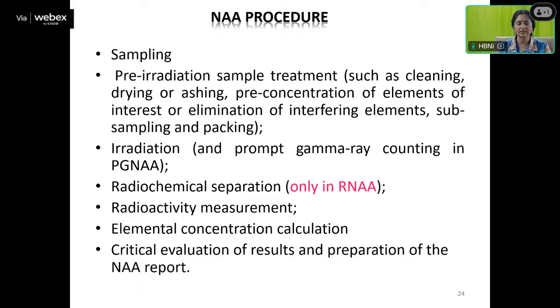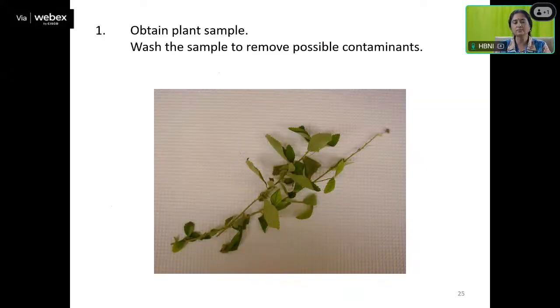So let us see them one by one, starting with sampling. Say you want to measure some elements in this plant sample. You have to obtain the plant sample. Okay, you obtain that.